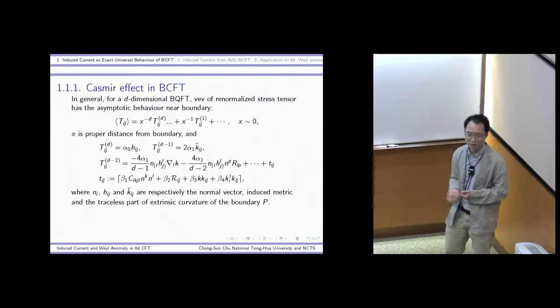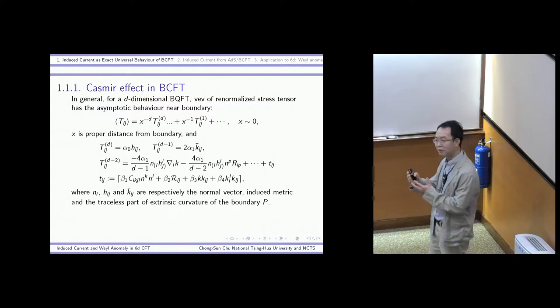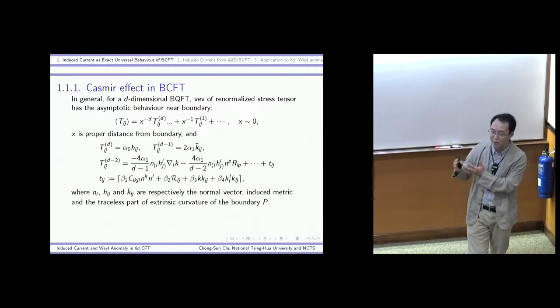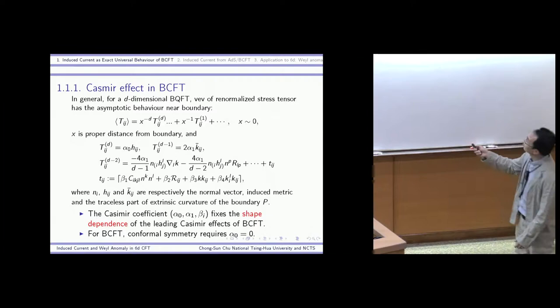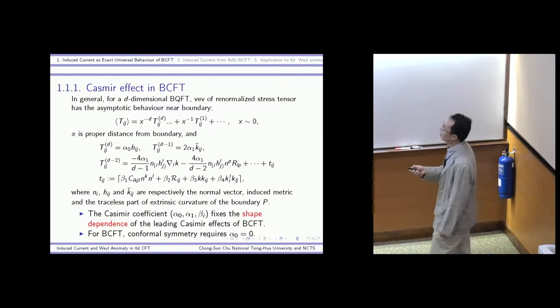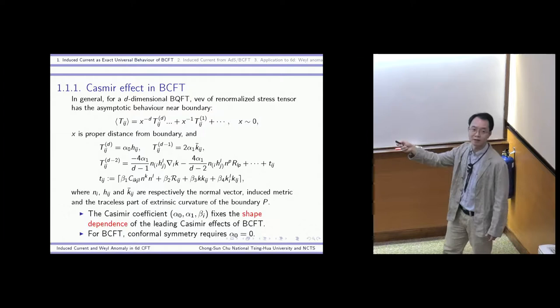Now this coefficient controls the behavior of the stress tensor near the boundary. So in principle, if you want to calculate the force, let's say between conductors, or for example, compute the pressure on a conductor boundary, then you need this coefficient. So let me call this coefficient the Casimir coefficient. This fixes the shape dependence of the Casimir effect of the BCFT. If this is true for any boundary QFT, if it's a CFT, then conformal invariance requires the leading term, the one which is proportional to the metric, to be zero. It's just not compatible with scaling symmetry, so it has to be zero.